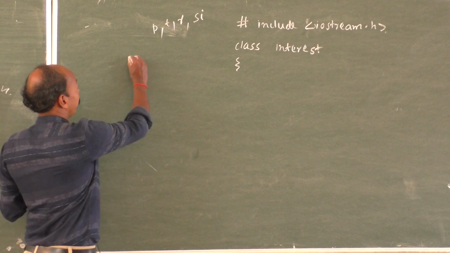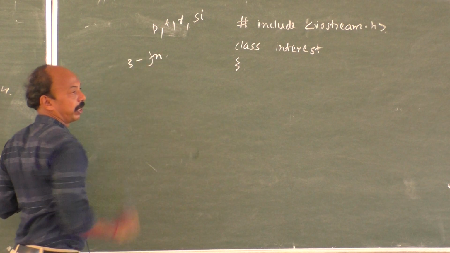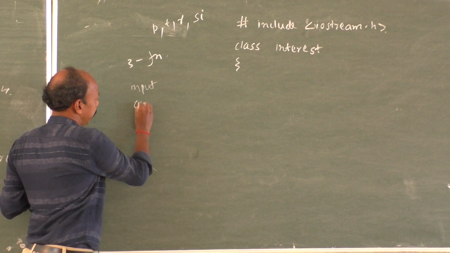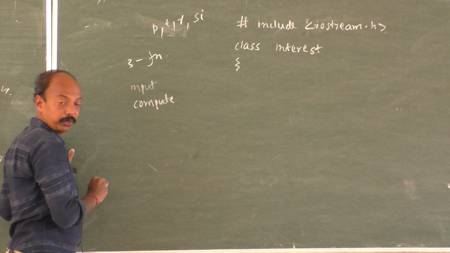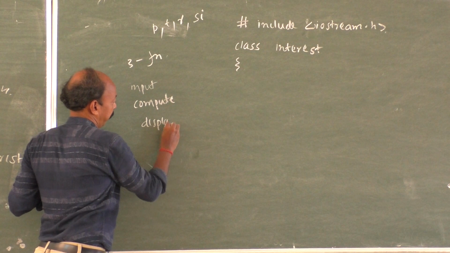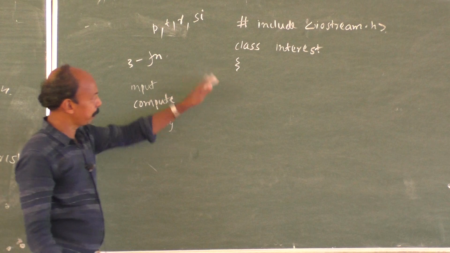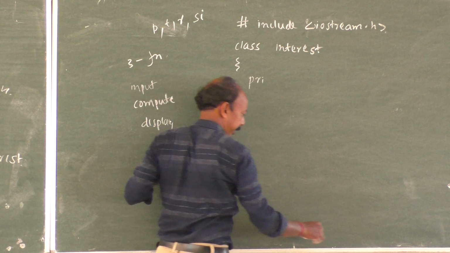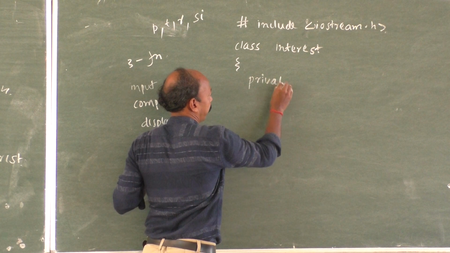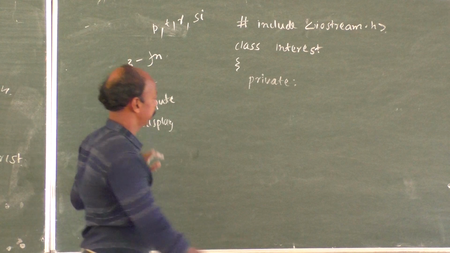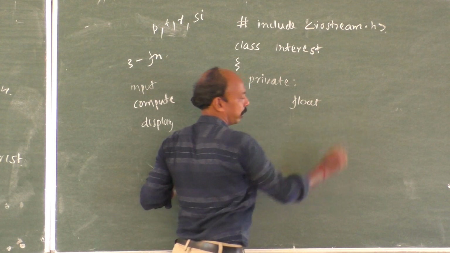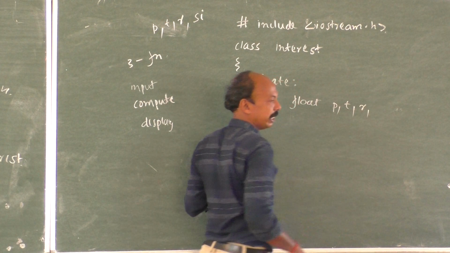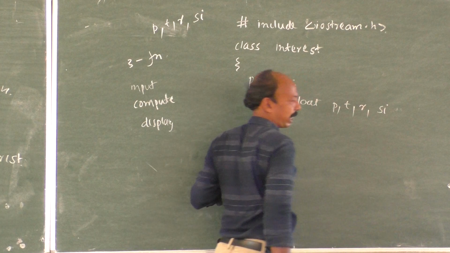We are going to have 3 functions, which are those: one for input, one to calculate the simple interest, and one more function to display. One by one we shall write. So first part, we shall declare the variables. Which are the variables? Let us declare the variables under private. Under private, let us take those variables as float. Which are the variables? Principal, time, rate of interest, and the value that we need to calculate is SI.